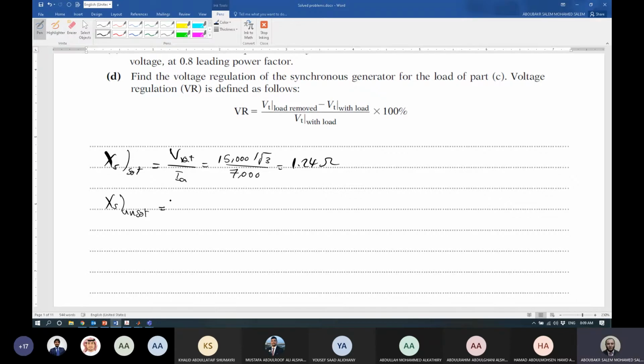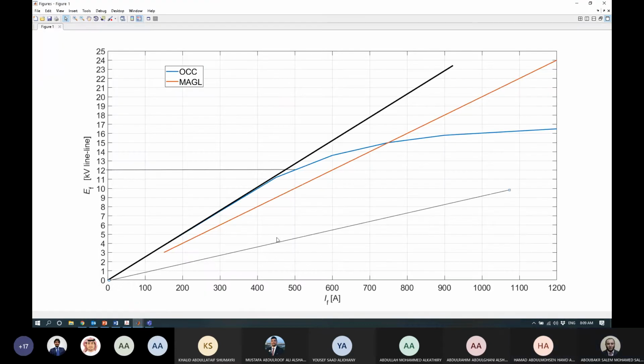طبعا we said for the unsaturated, this is the curve يا شباب. For unsaturated, how can we calculate the unsaturated value here? From curves. Firstly, which curve should we use to calculate the unsaturated XS? We have curves: open circuit characteristic, modified air gap line, and air gap line. Air gap line, this is right. So this is here, this is the air gap line.